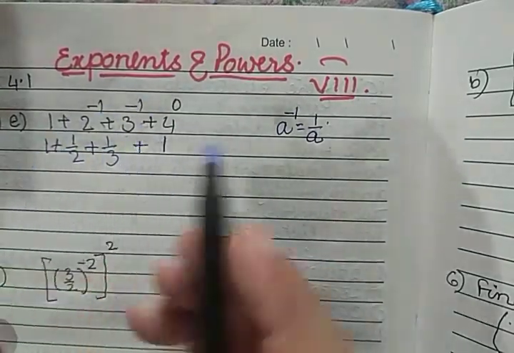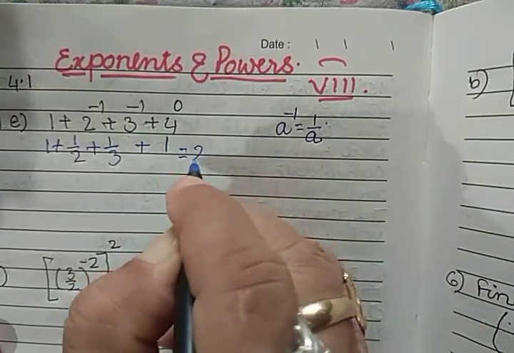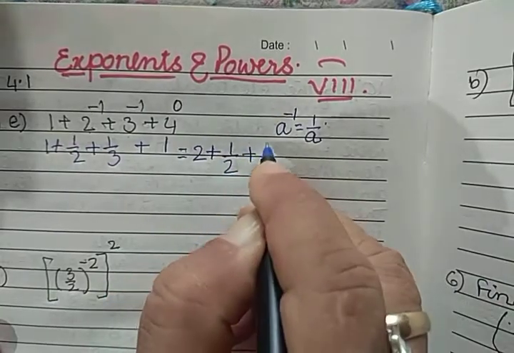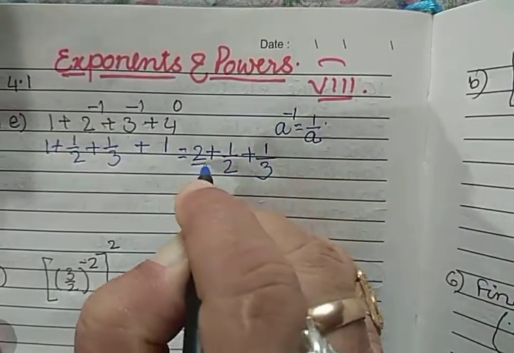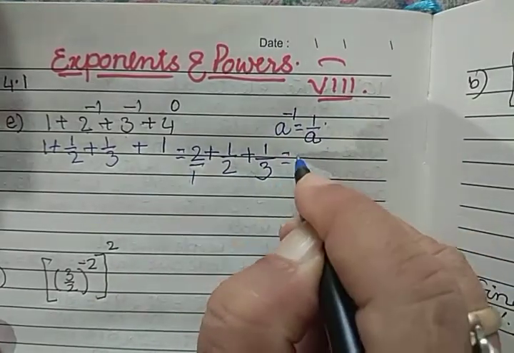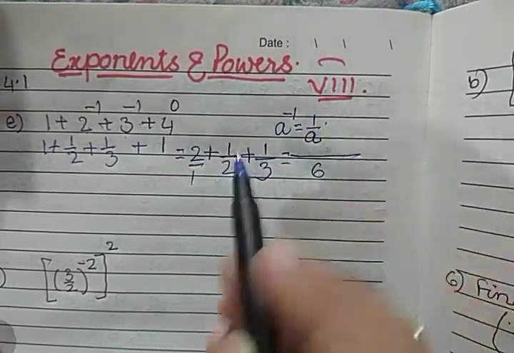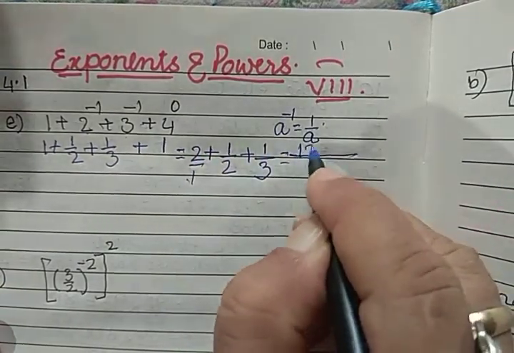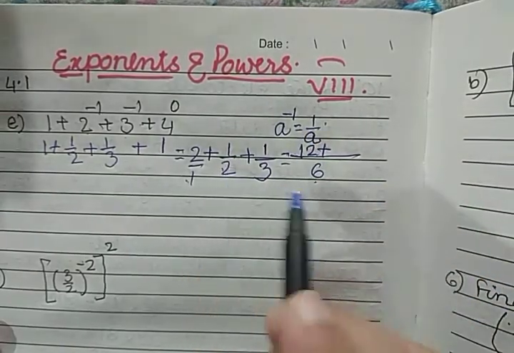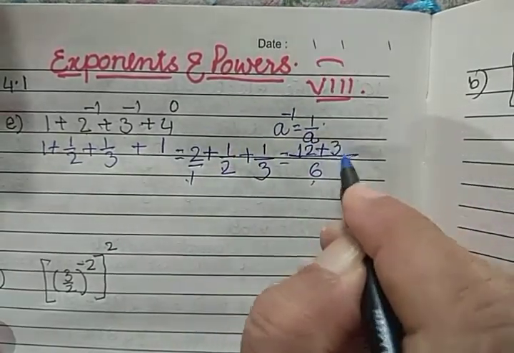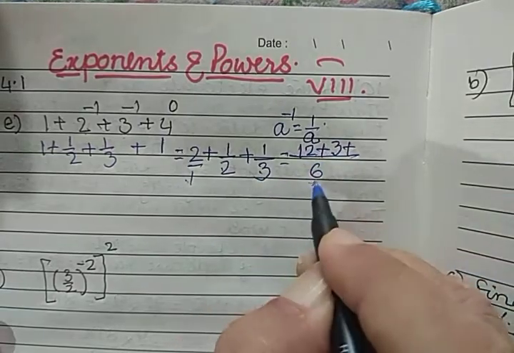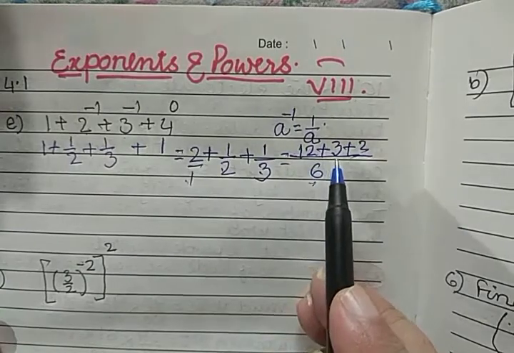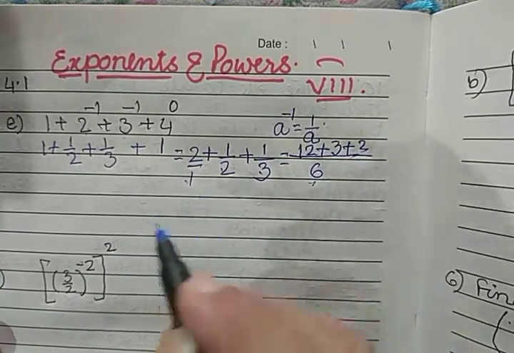Let us add these two ones. So 2 plus 1 by 2 plus 1 by 3. What is the LCM for this? 6. 6 ones are 6, 6 twos are 12. 2 threes are 6, 3 ones are 3. 3 twos are 6, 2 ones are 2. So in the numerator, 12 plus 3, 15 plus 2, 17 by 6.